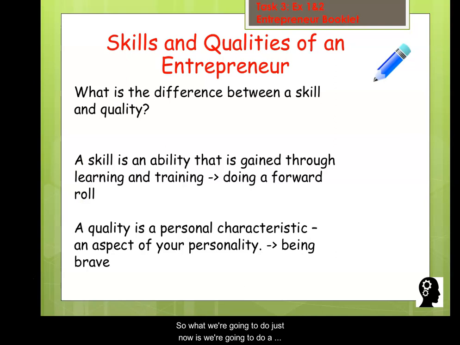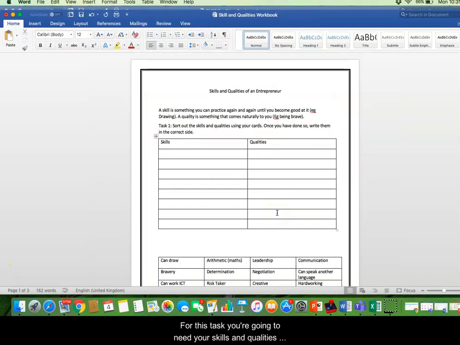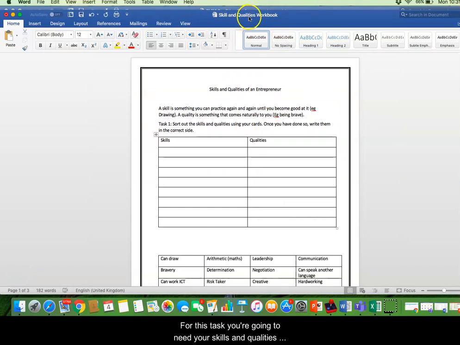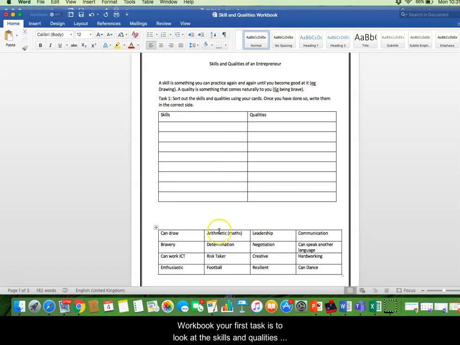So what we are going to do just now is we are going to do our third task of today. It's in your entrepreneur booklet. For this task, you're going to need your skills and qualities workbook. Your first task is to look at the skills and qualities in this word bank below and sort them out into skills and qualities. So if you think can draw is a skill, you would write it in here, or if you think it's a quality, you would write it in there.